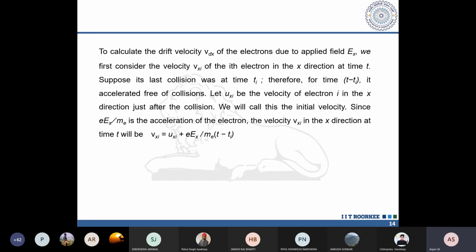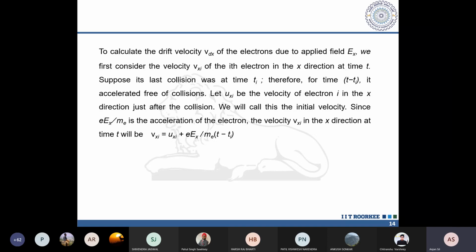Now due to the application of the electric field, e into Ex is the force, divided by mass gives acceleration, into time, and that time is t minus ti, where the starting time is t, and ti is the time at which the collision has taken place. You understand? Till then it was freely accumulating or growing this acceleration, and the velocity is increasing. So it is the t minus ti, that time, that is important, not ti alone.